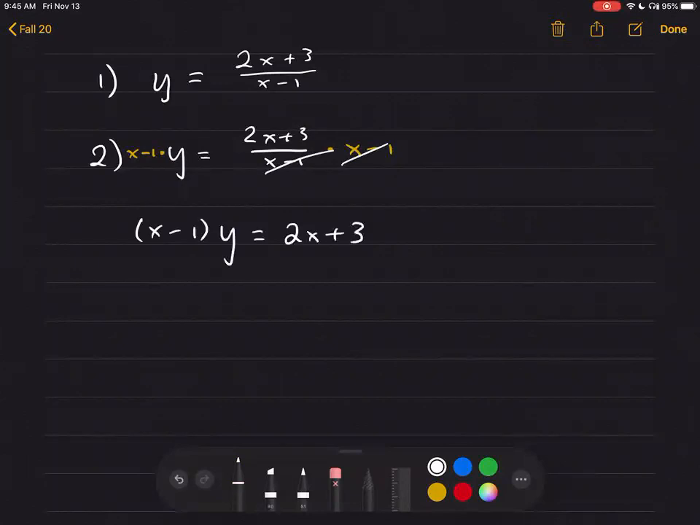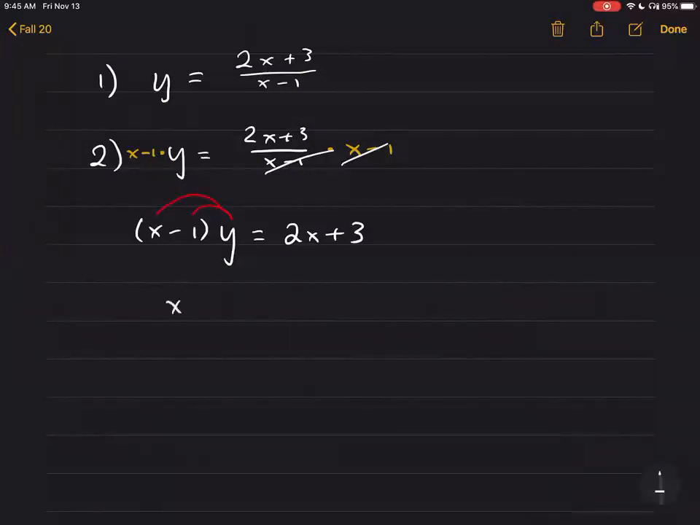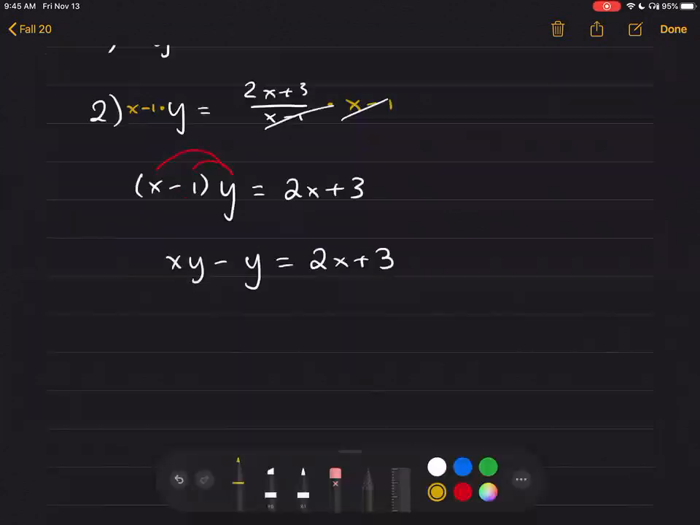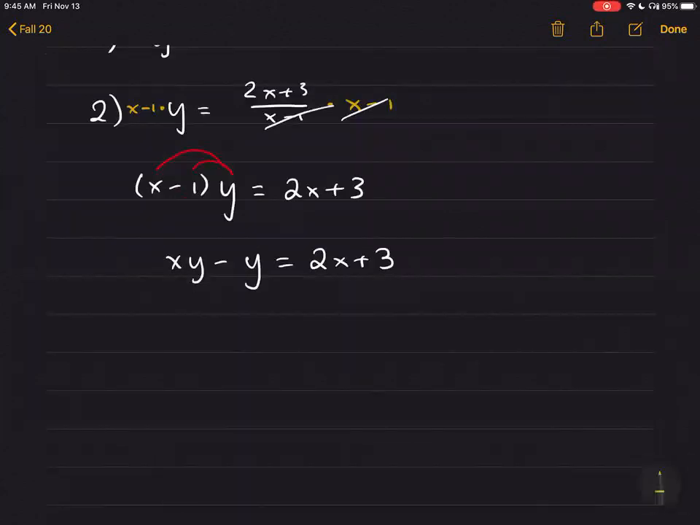And now I'm going to distribute the y into the parentheses. And so we get xy minus y equals 2x plus 3. And now I'm going to do some fancy footwork here, and you'll see why. So I'm going to add y to both sides, and I'm also going to subtract 2x from both sides.